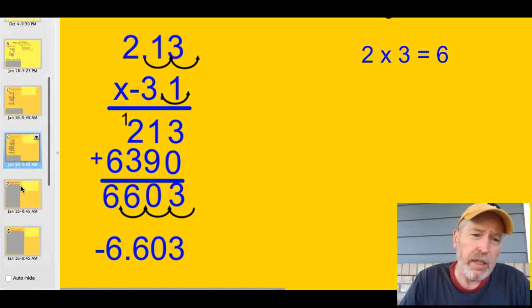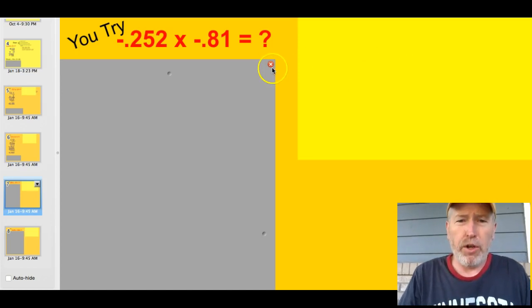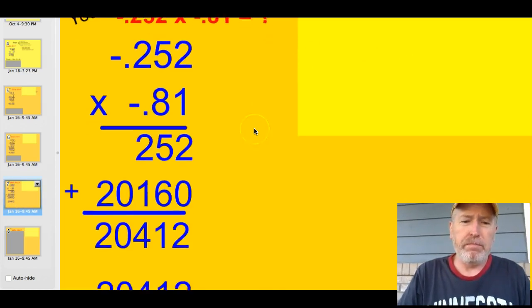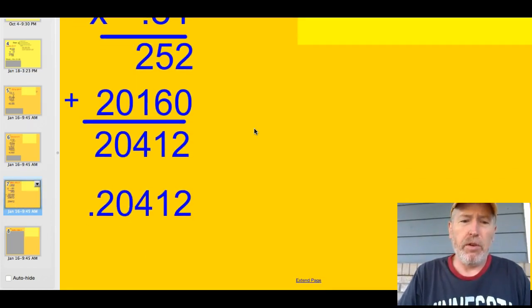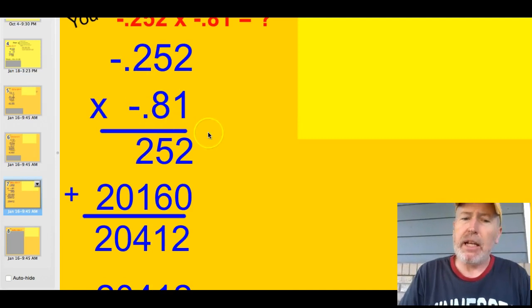All right, got a couple more here for you. Go ahead and try this one. Getting a little bit progressively harder. All right, I'll just show you your answer to this one. Down here at the bottom, 0.20412. That's a negative times a negative, so that answer is positive.